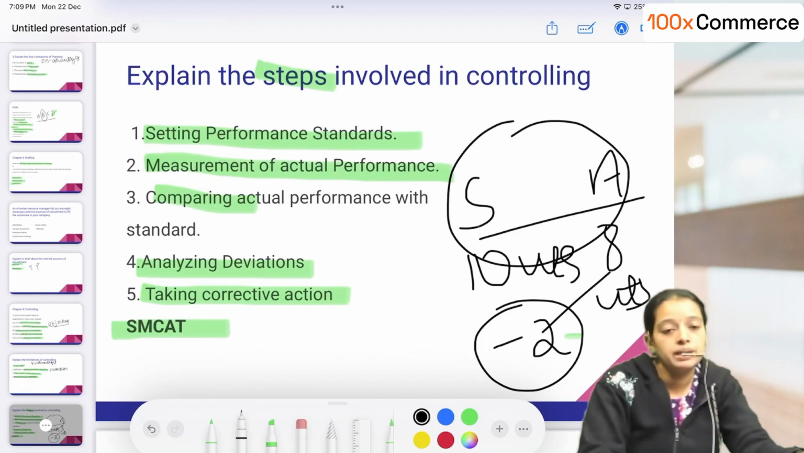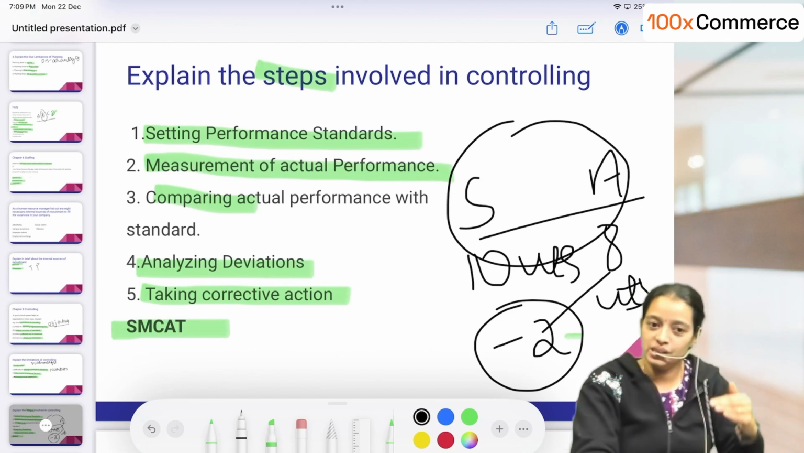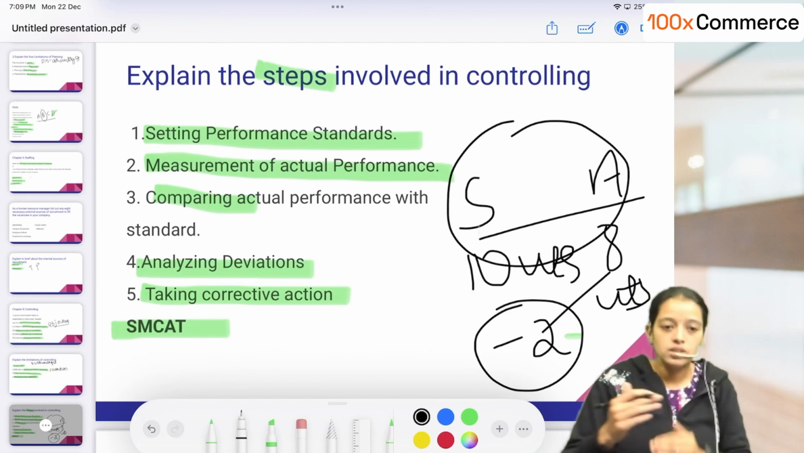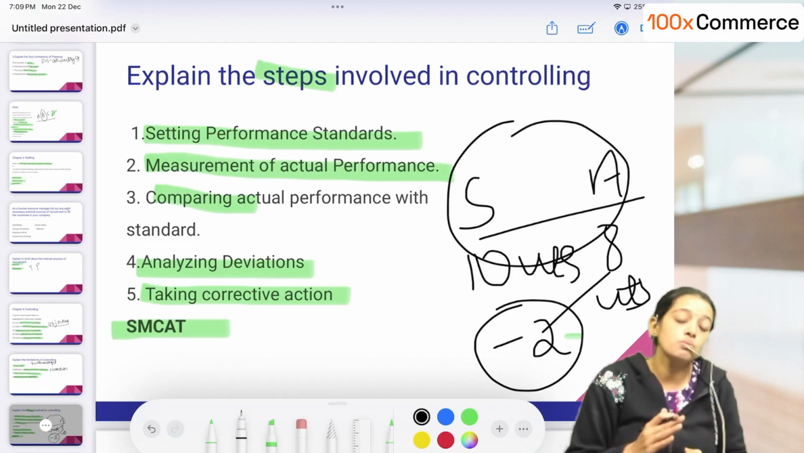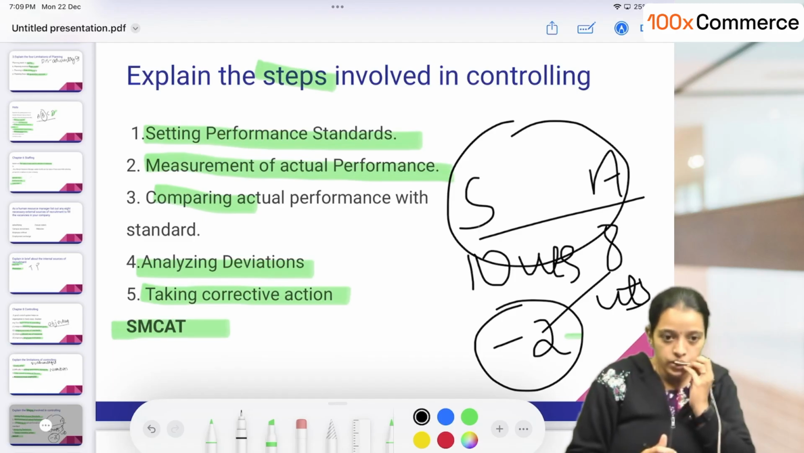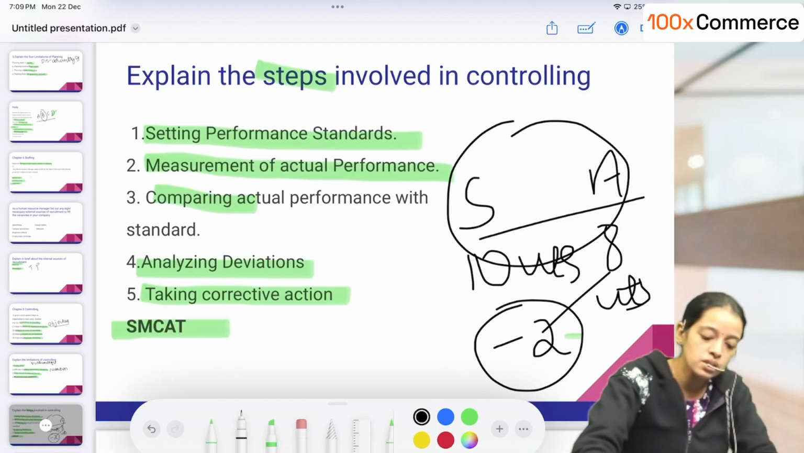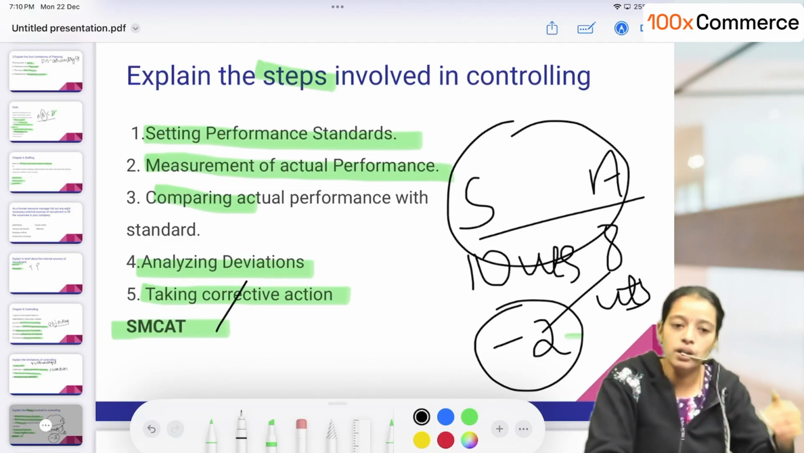So this has to be compulsorily explained in stepwise only. So don't write it in a jumbled form. So it will not look like a proper answer and you may lose marks over here. So in order to avoid that, you can just use this word and remember the whole answer.